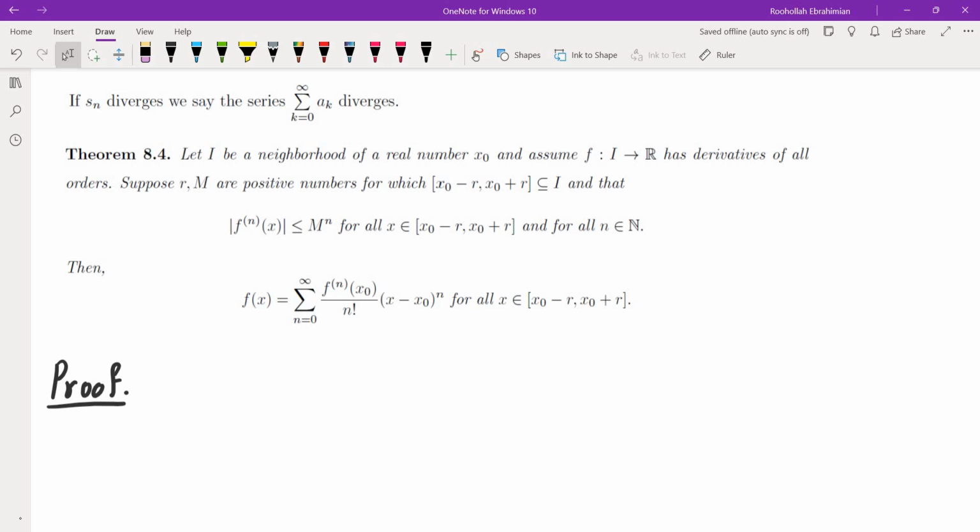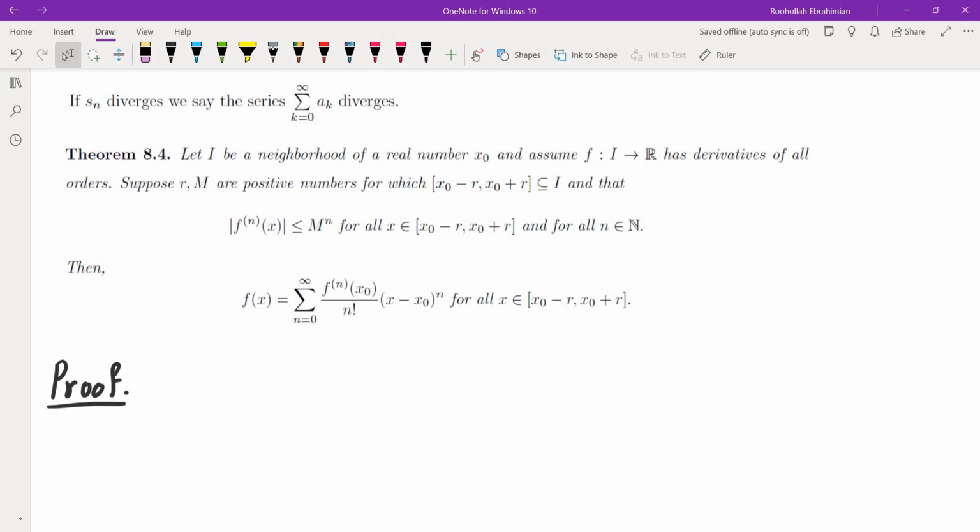Let I be a neighborhood of a real number x0, and assume f from I to R has derivatives of all orders. Suppose r and m are positive numbers for which the closed interval x0 minus r to x0 plus r is inside I, and the nth derivative of f doesn't grow too rapidly. I would call it sub-exponential, so it is less than or equal to some exponential. Then f of x is equal to the Taylor series.